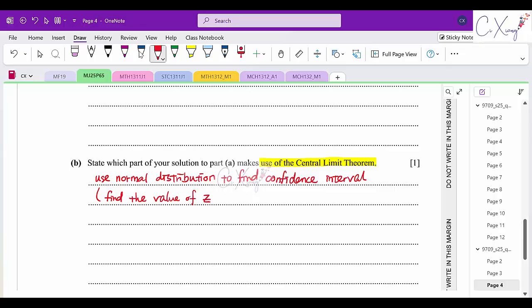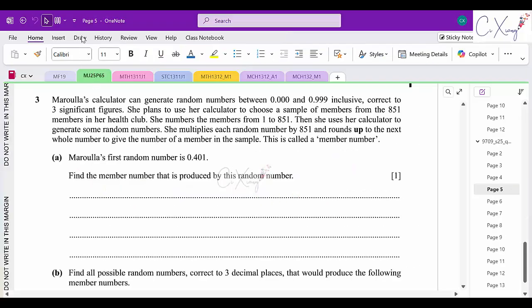And from here, you already know that Z is normally distributed, right? Okay, so this is how we solve Question number 3.